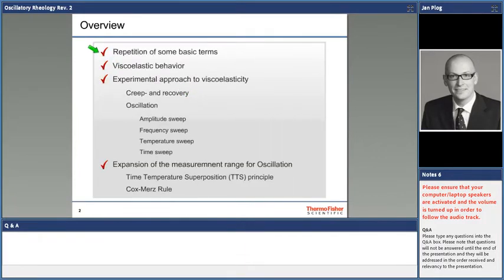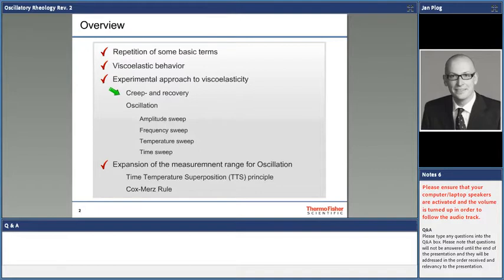First, I'm going to repeat some basic terms of rheology, for those of you maybe more familiar just with the rotational part of the business in terms of viscosity. I'm going to talk briefly about viscoelastic behavior. Where does it come from? What does it mean for your products? Before I talk about the experimental approach to viscoelasticity, namely creep and recovery.